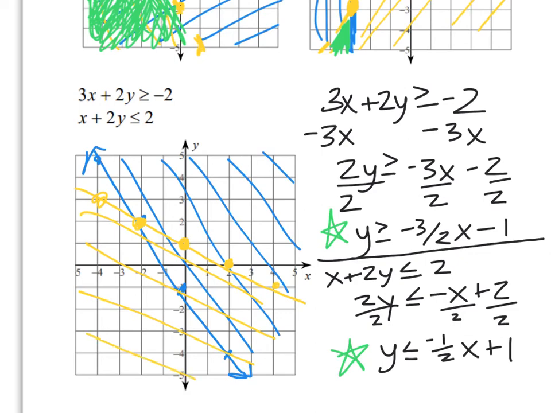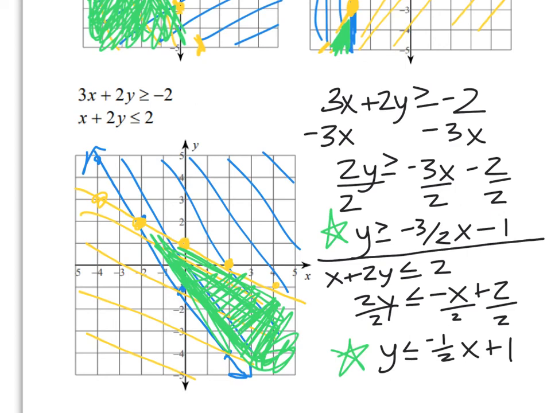Once again, my answer is really the part where they overlap. If you get really good at it and can do it without making mistakes, a highlighter is really great for doing this because you could use pink and yellow, and then the overlap is going to be orange, and that would be your answer. There we go.